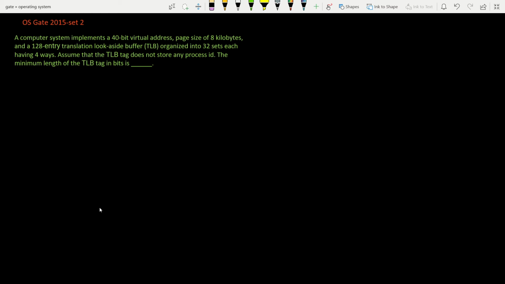Let's solve one more question related to GATE 2015 Set 2 operating system. The question involves the concept of virtual address and translation look-aside buffer, that is TLB. So let's try to solve this question. Okay. So it says that it implements a 40-bit virtual address. So 40 bits of virtual address.